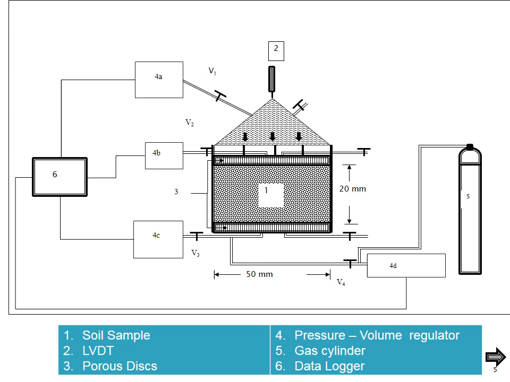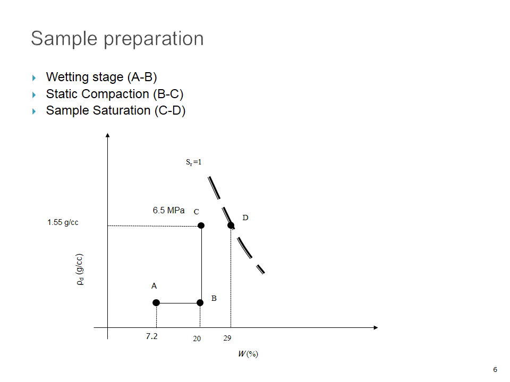A layer diagram is presented so as to have a clear understanding for the viewers. The sample dimensions adopted for the test were 50 mm in diameter and 20 mm high. The preparation of the sample prior to gas injection is described through this slide.